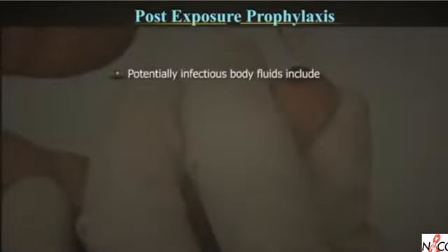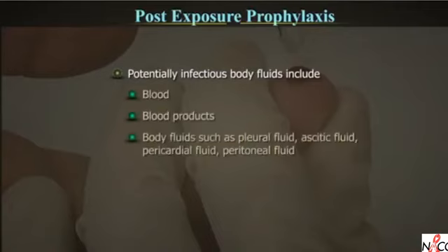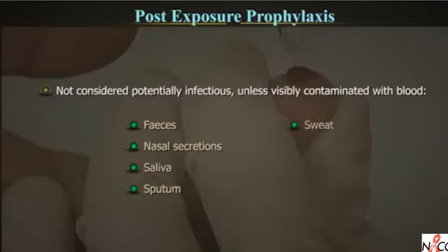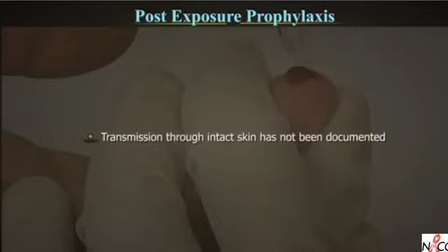Potentially infectious body fluids include blood, blood products, all body fluids, pleural fluid, pericardial fluid, peritoneal fluid, semen, vaginal secretions. The following are not considered potentially infectious unless visibly contaminated with blood: feces, nasal secretions, saliva, sputum, sweat, tears, urine, and vomitus. Transmission through intact skin has not been documented.